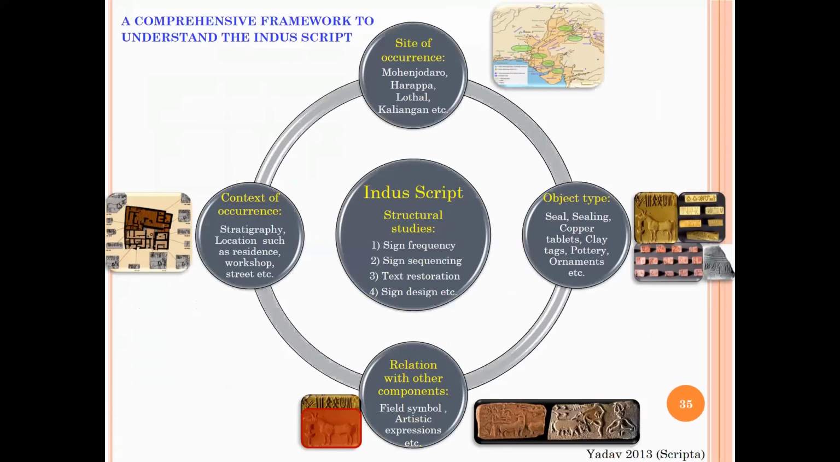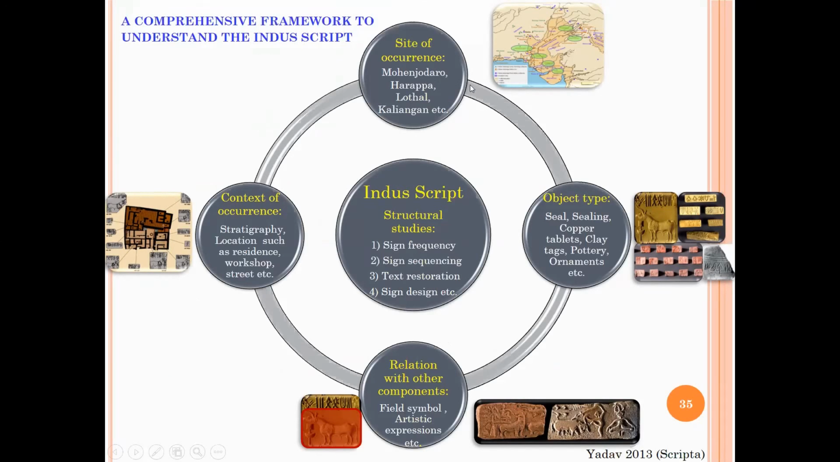All right. So far, we have been looking at the various structural studies, which include the sign frequency distribution, how they were correlated with each other, what the sign design was, and so on. But these studies need to be associated with the background information, or other contextual information, in order to make complete sense of the data.